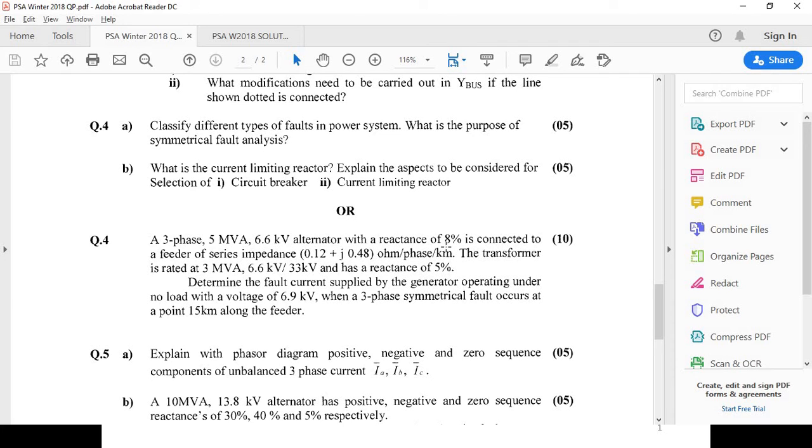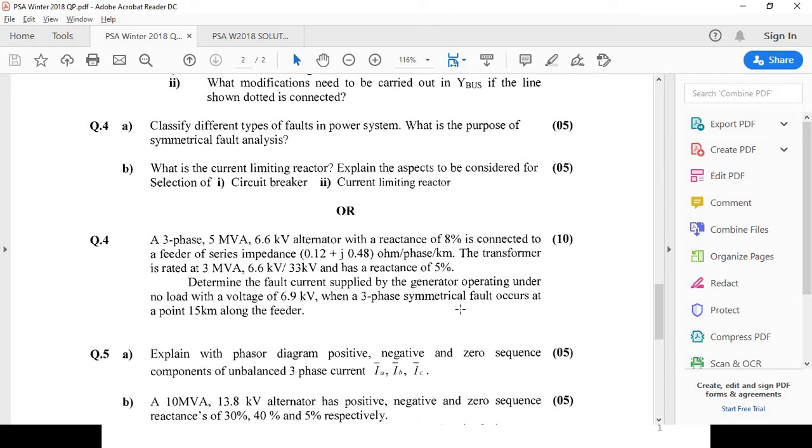That is the rating of the alternator, its reactance, and the impedance through which it is connected are given. The transformer is rated at 3 MVA, 6.6 kV by 33 kV and has a reactance of 5%. Details of the transformer are also given. The transformer is of step up type, and the leakage reactance and power rating values are also given. Determine the fault current supplied by the generator operating under no load with a voltage of 6.9 kV when a 3-phase symmetrical fault occurs at a point 15 km along the feeder.